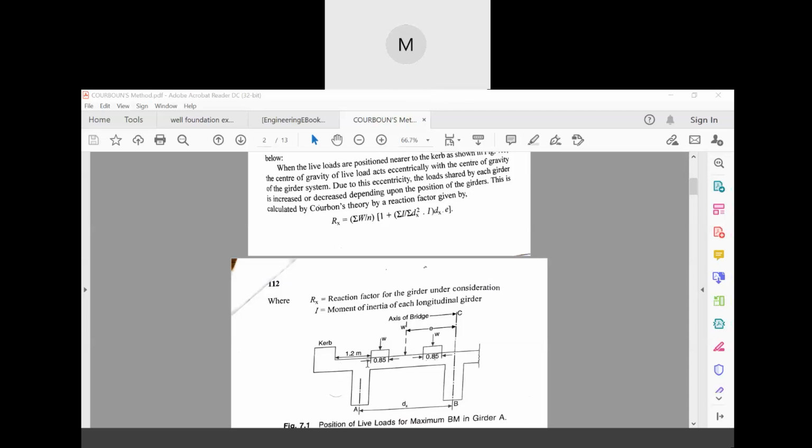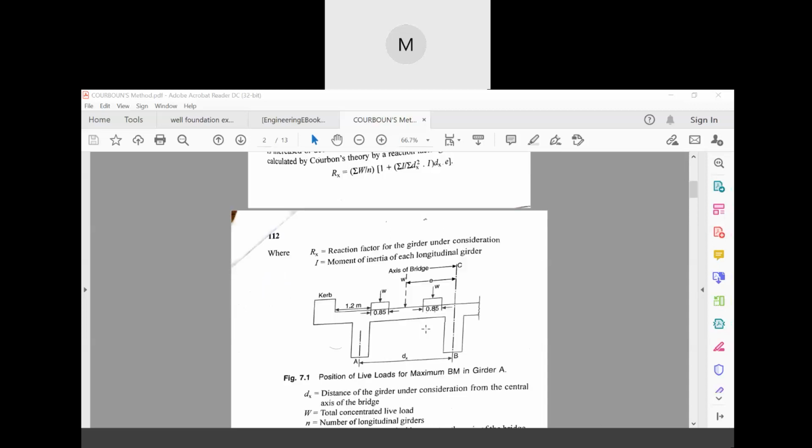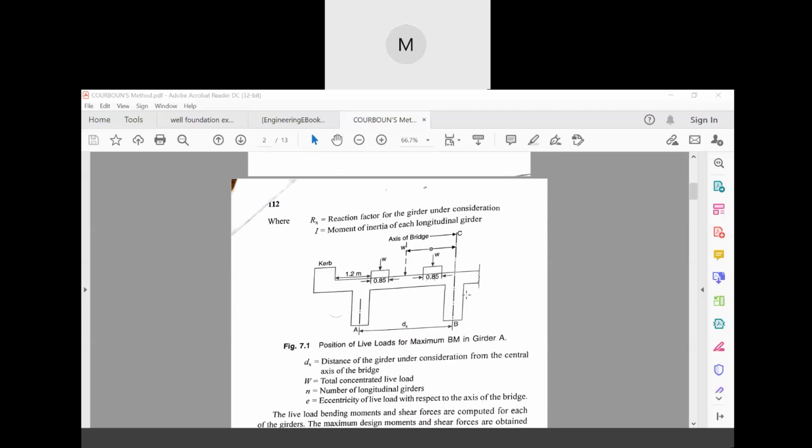These values are basically standard values because this is coming from the load pattern. Now this 1.2 meter is the distance of the wheel from the curb, and depending upon the position of the girders, here is the diagram as per Courbon's theory. Now if you see the diagram here, Rx is the reaction of the girder under consideration. So Rx is the main reaction.